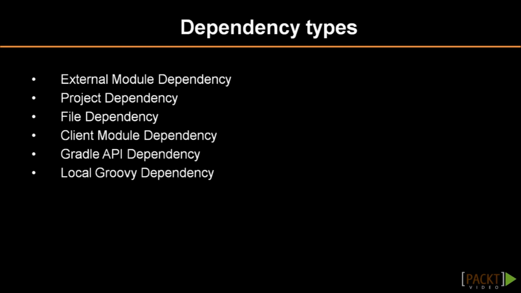Local Groovy. This is a dependency on the version of Groovy used by the local version of Gradle. You'd use this dependency when you're developing custom Gradle plugins and task types. For example, you can't use your own version of Groovy in custom plugins because you're bound to the version of Groovy that Gradle itself uses.